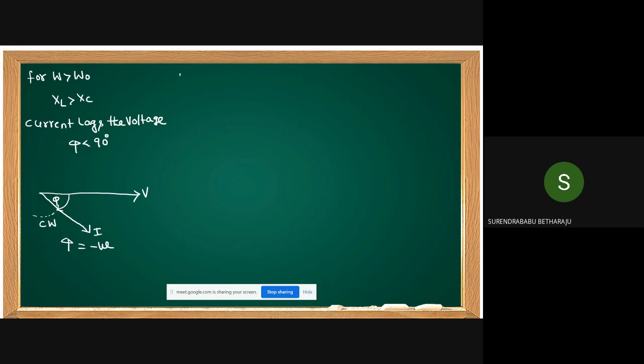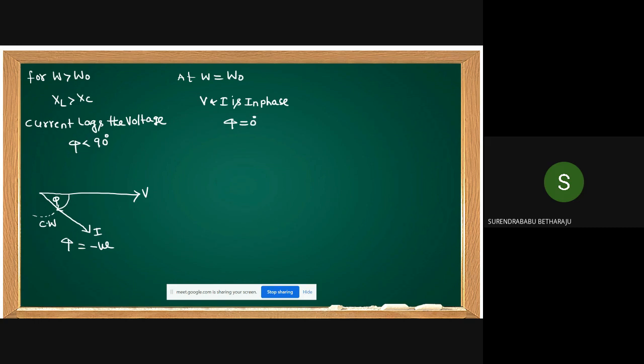At omega equal to omega naught, that is at the resonance condition, what is phi, students? V and I are in phase, that you already know. Then phi equals 0 degrees.